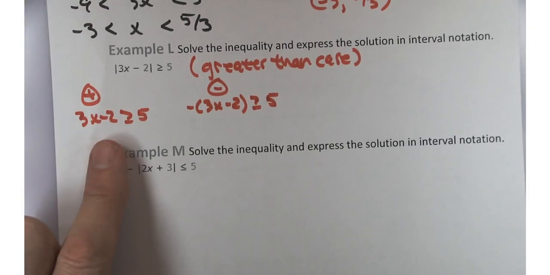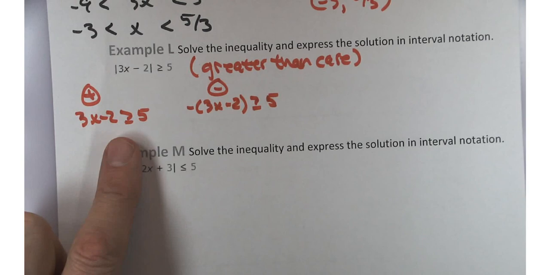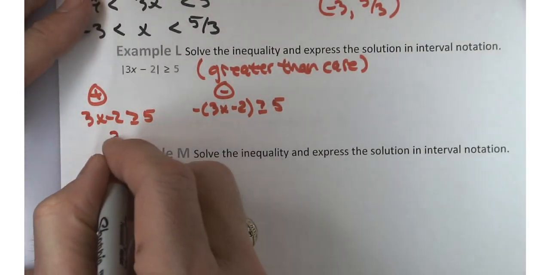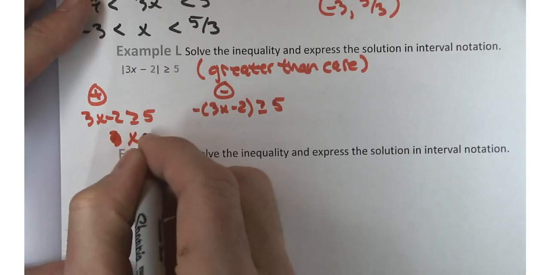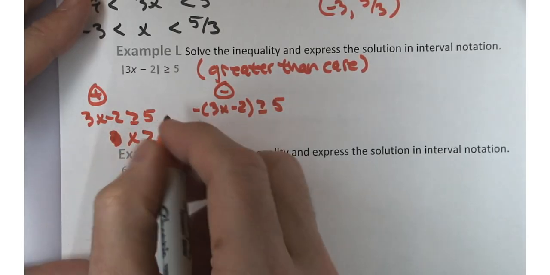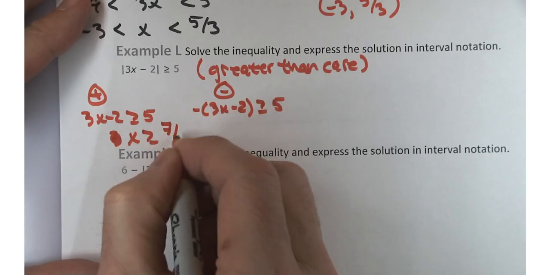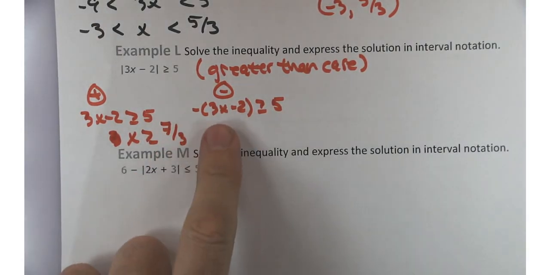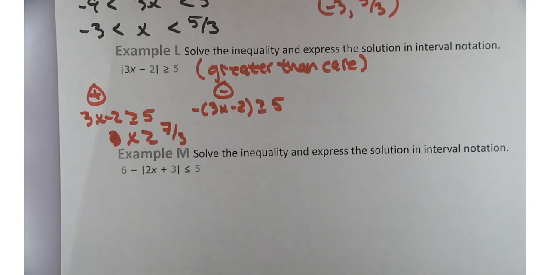Now I'm going to jump speed this one to the solution. If you add 2, you're going to get a 7 over there. Divide by 3. We're going to end up with x is greater than or equal to 7/3. That's one part of this. But there's another part. And let's see if we can solve that one.